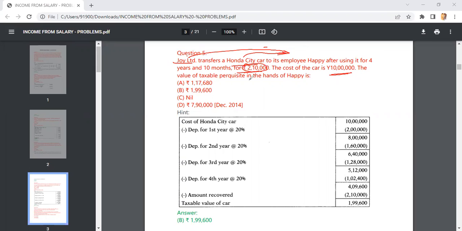So then the taxable perquisite in the hand of Happy is how much, they are asking. Since it is used for 4 years and 10 months, we have to do a depreciation. So for the 4 years we have to do a depreciation. Honda City car value is 10 lakh.